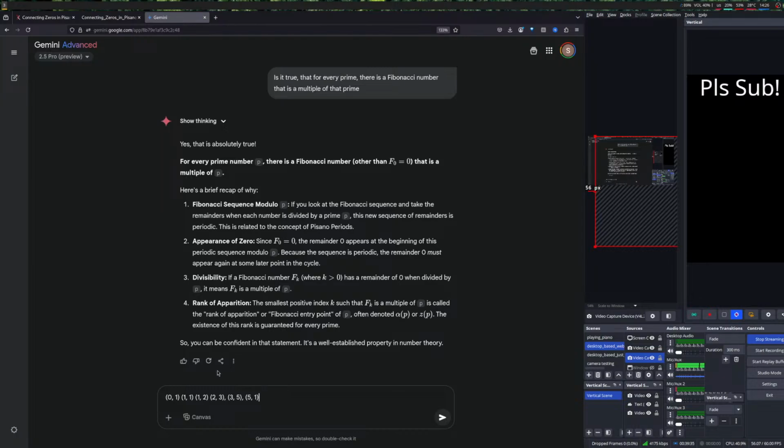Because once this repeats, it's just going to keep going around in a cycle. Eventually this will get back to 0, 1, and then it will cycle again. That's what's going to happen. So if you kept writing this out, what's the Pisano period of 7? I think it might be 16.